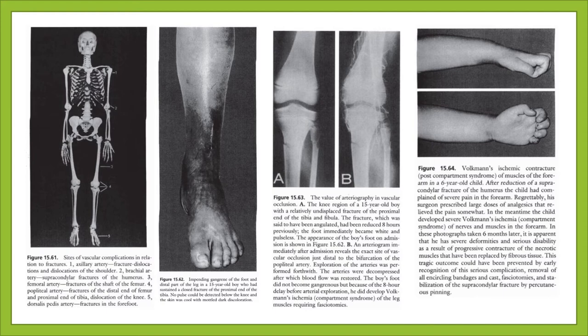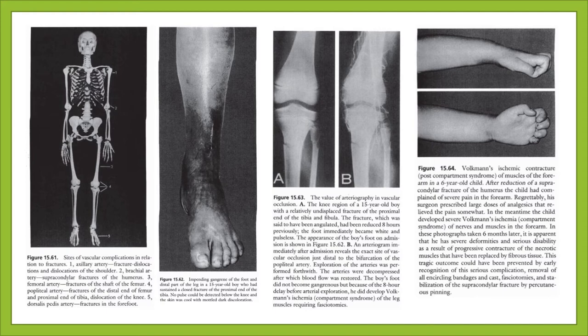B. An arteriogram immediately after admission reveals the exact site of vascular occlusion just distal to the bifurcation of the popliteal artery. Exploration of the arteries was performed forthwith. The arteries were decompressed, after which blood flow was restored. The boy's foot did not become gangrenous, but because of the 8-hour delay before arterial exploration, he did develop Volkmann's ischemia, compartment syndrome of the leg muscle requiring fasciotomies.